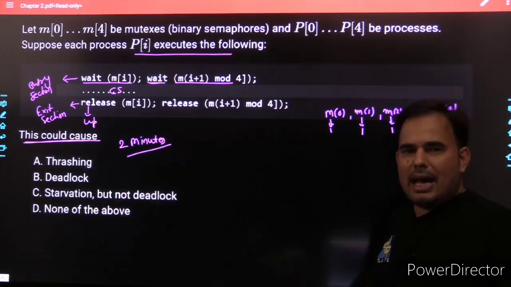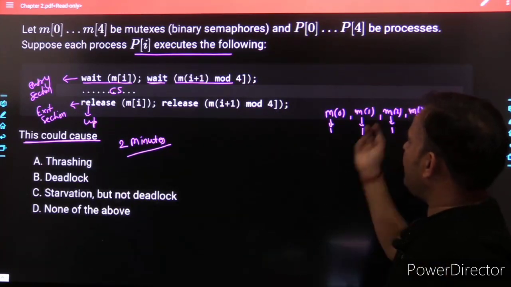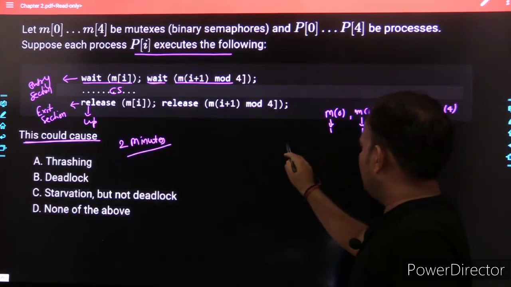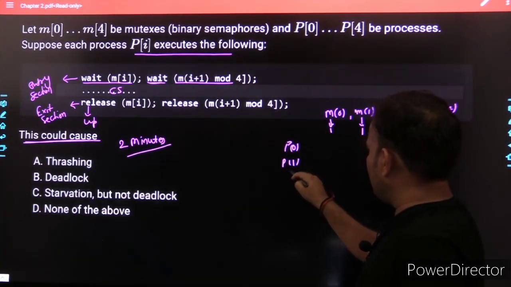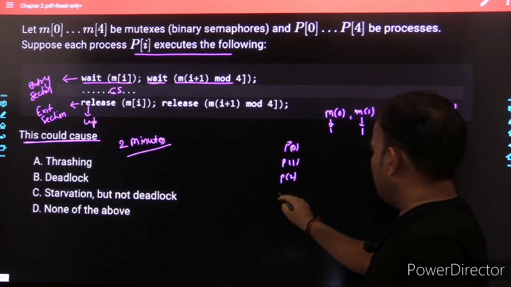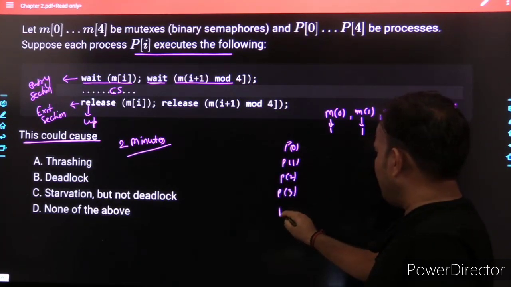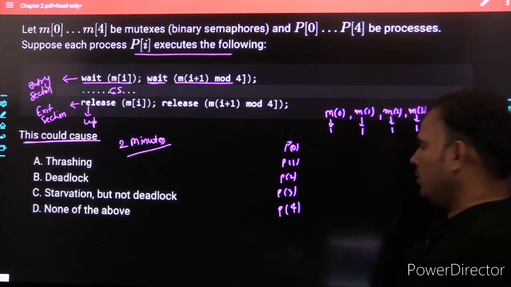And I have five processes, P0 to P4. P0 will execute this code, P1 will execute this code, P2 will execute this code, P3 will execute this code, and P4 will also execute this code.